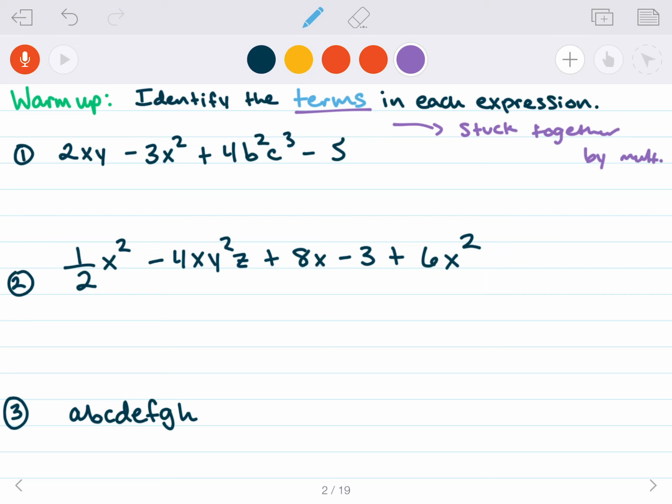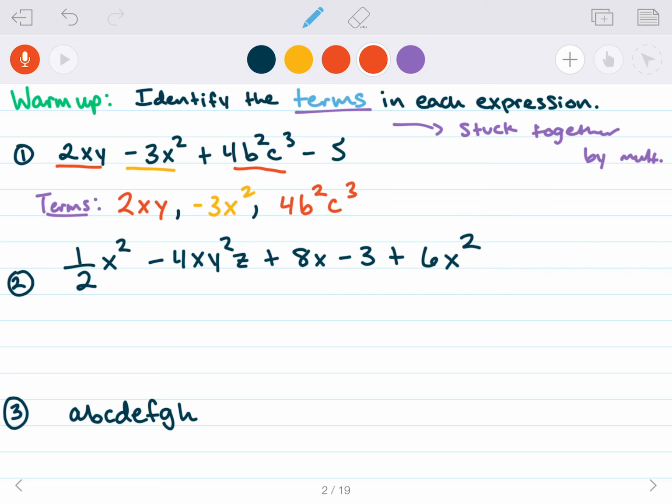So here's an expression, a bunch of stuff added and subtracted together. So what are the terms going to be? Well, again, the terms are going to be anything stuck together with multiplication. So the first term we have is 2xy, 2 times x times y, that's a term. Second term we have is negative 3x squared, followed by 4b squared c cubed.